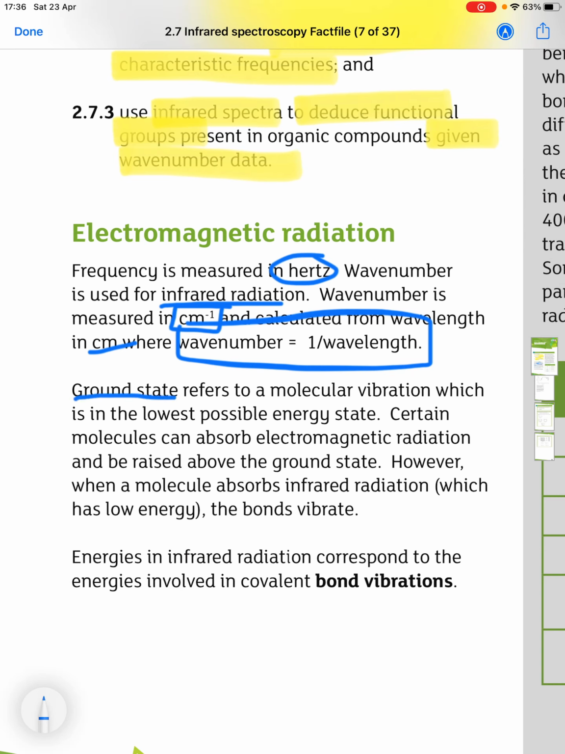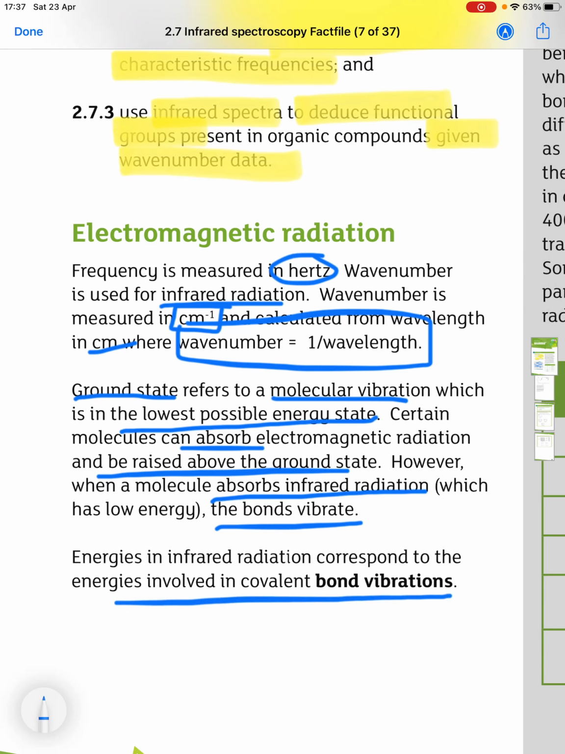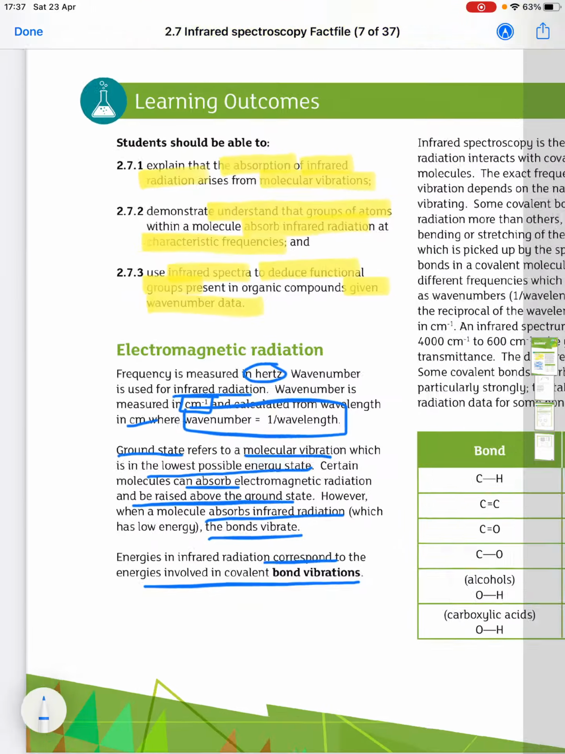The ground state refers to a molecular vibration which is in the lowest possible energy state. Certain molecules can absorb electromagnetic radiation and be raised above the ground state. However, when a molecule absorbs infrared, which has low energy, the bonds vibrate. So energies in infrared radiation correspond to the energies involved in covalent bond vibrations.